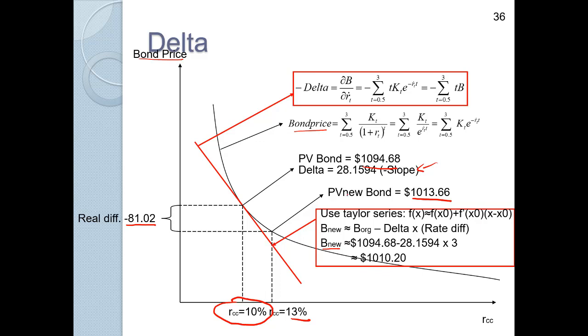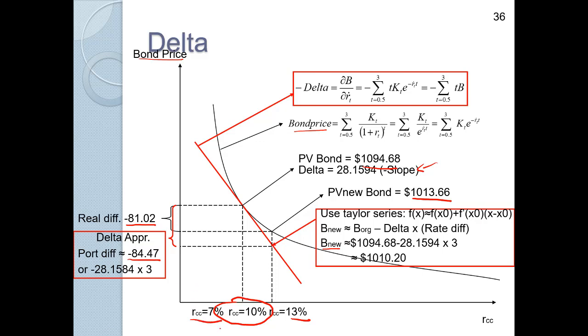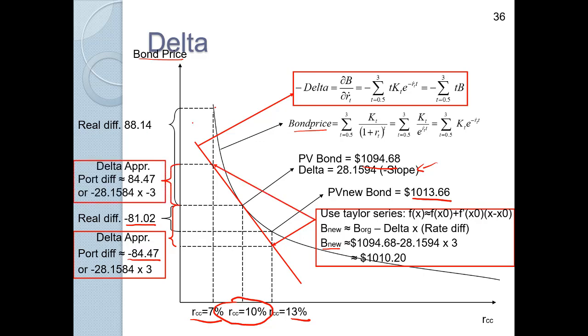So you see that the new bond price, when you compute it with the formula, you get 1013. When you do the approximation for the new bond price, you get 1010. So now the delta approximation difference in the bond price is negative $84, or minus 28 times 3. Now, what happens if interest rates go down by 300 basis points? Then the new price, you're going to get it here, and there's going to be a real difference of $88. And now we're going to use the Taylor series expansion to see what we get.